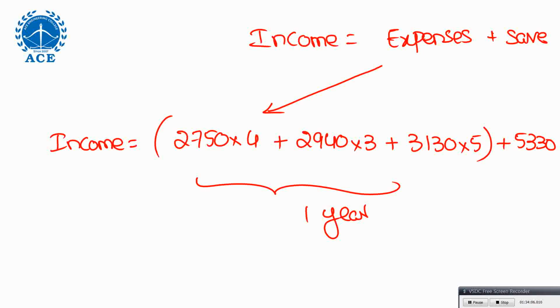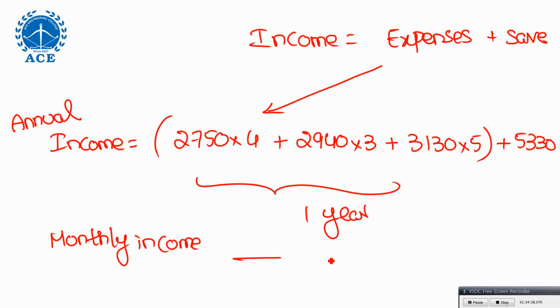You just try to think about why we are dividing by 12, why that is required. You just check it out. Average monthly income: income is expenses plus savings, and after all this, you have to divide by 12. This is the annual income, the entire year's income. Monthly income is the annual income divided by 12.